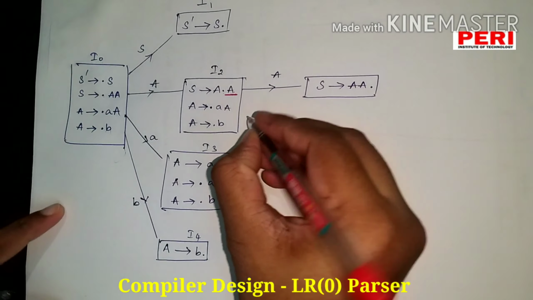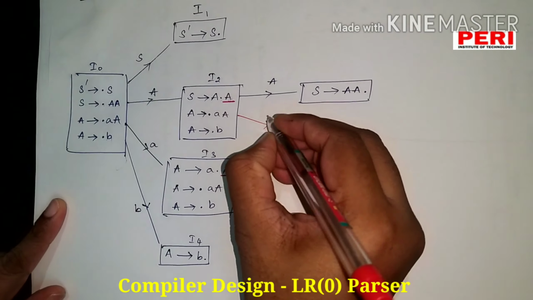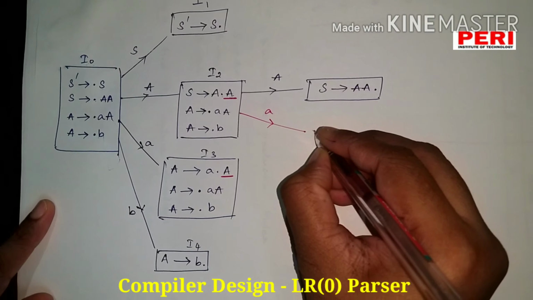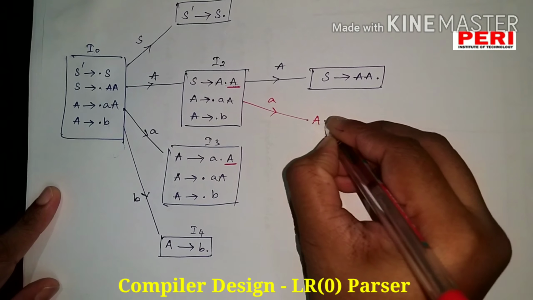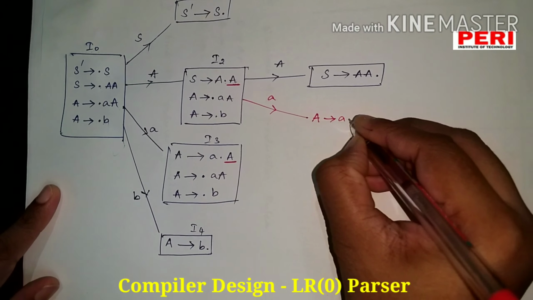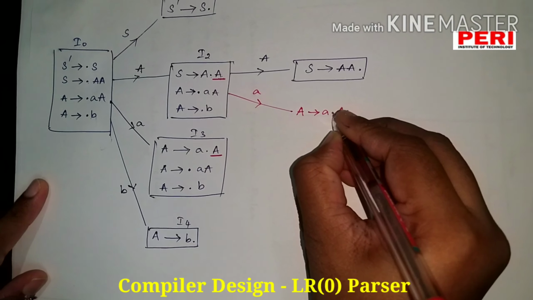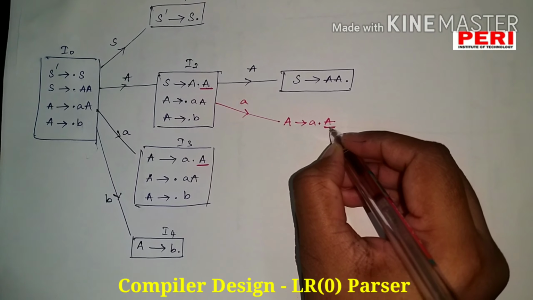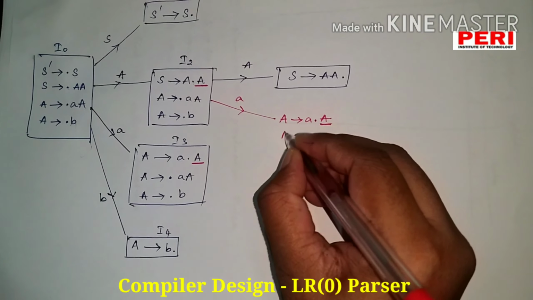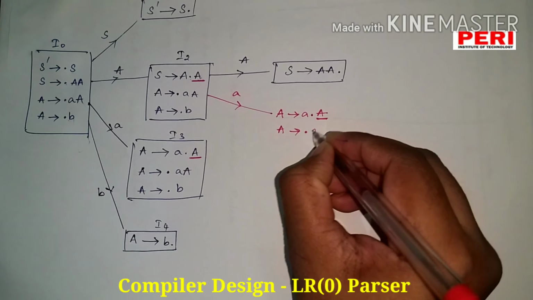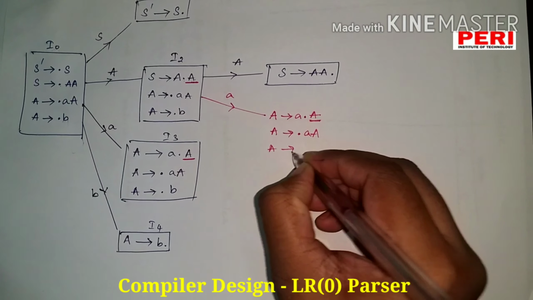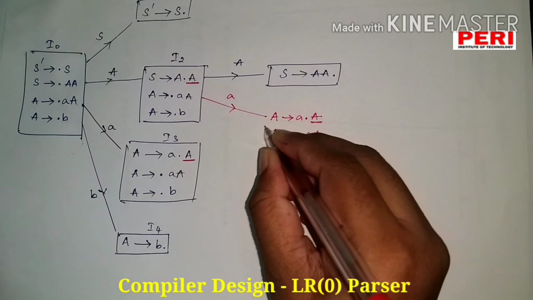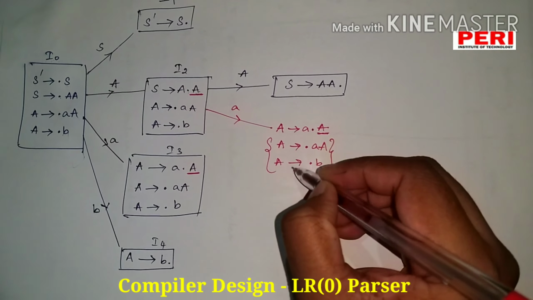On small a, I'll be moving to the position capital A tends to a dot capital A. Since the dot is followed by capital A, which is a non-terminal, I will be adding its productions again: A tends to dot a A and A tends to dot B. Why am I adding them here? These are the original grammar given in the question. Since the dot is followed by a non-terminal, I am adding them here.